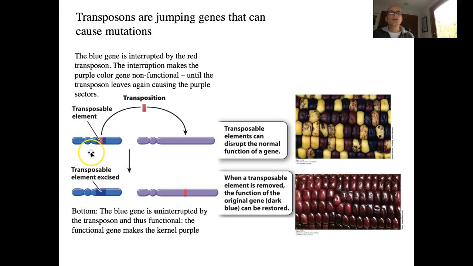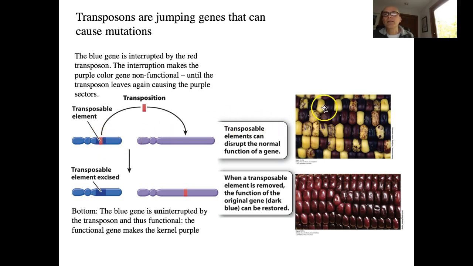So in the example up here, a transposable element, that red bit here, inserted itself into this blue gene. So I write up here, the blue gene is interrupted by the red transposon. The interruption makes the purple color gene non-functional until, and only then, until the transposon leaves again, causing purple sectors. Okay, so now let's think about this from the point of view that you have a chromosome here with this particular purple gene that's disrupted and not functional.